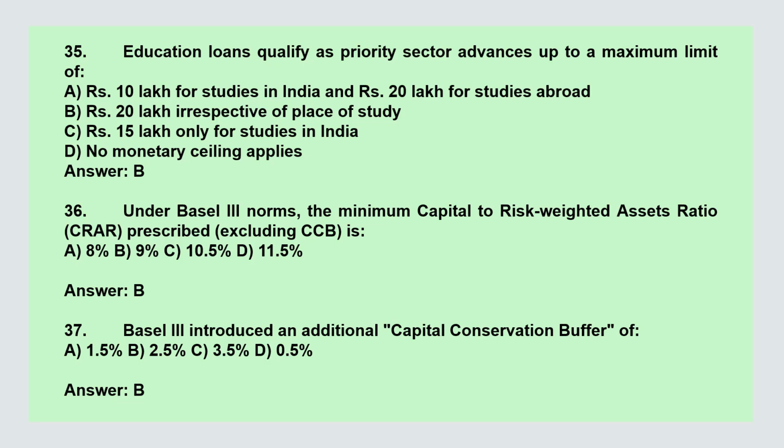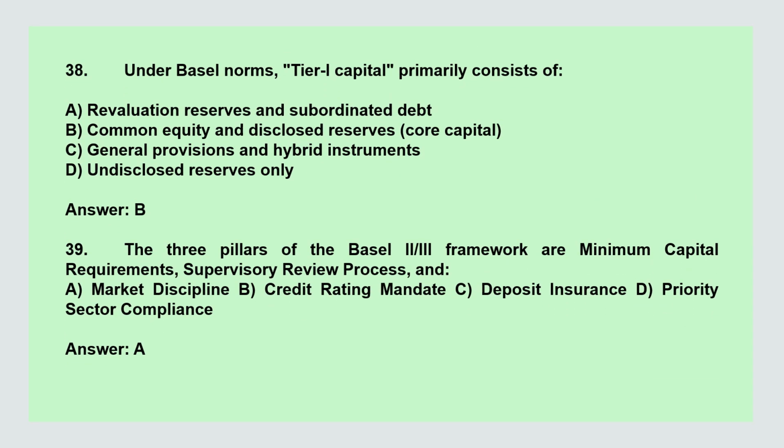of place of study. Under Basel 3 norms, the minimum capital to risk weighted assets ratio including CCB is answer B, 9%. Basel 3 introduced an additional capital conservation buffer of answer B, 2.5%. Under Basel norms, Tier 1 capital primarily consists of answer B, common equity and disclosed reserves, core capital.